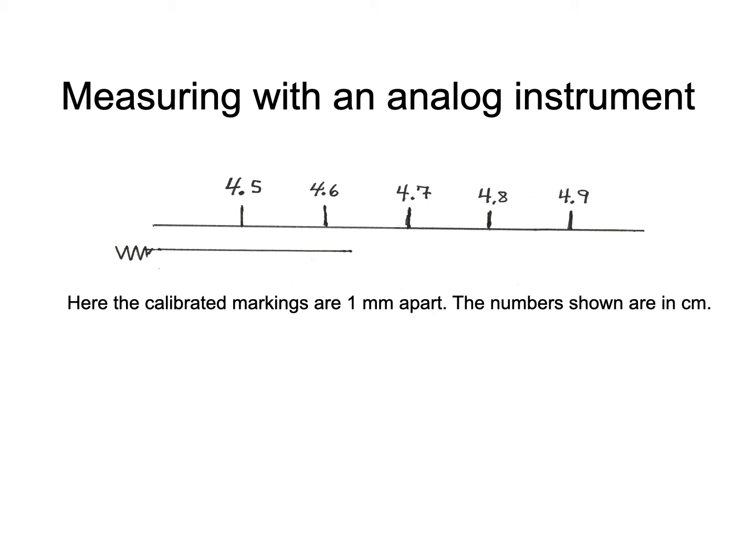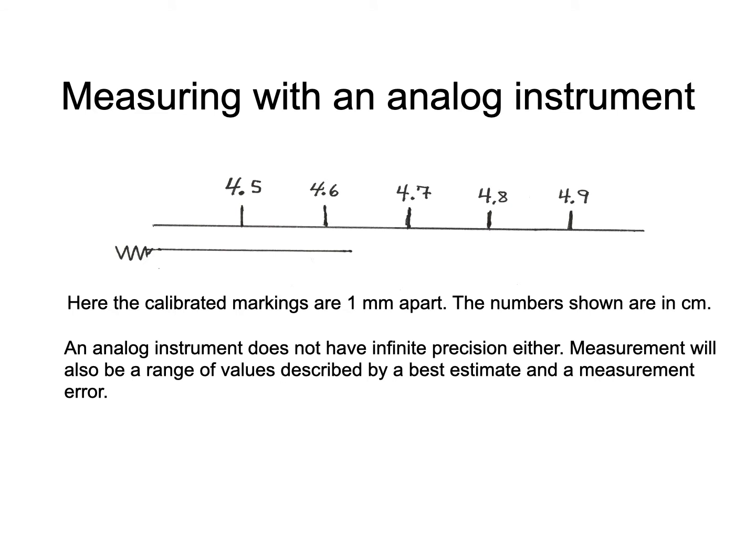Here is a zoom-in version of a ruler set beside a length to be measured. The markings on the ruler are 1 millimeter apart. The numbers are shown in centimeters. The end of the line underneath appears to be between the markings 4.6 centimeters and 4.7 centimeters.